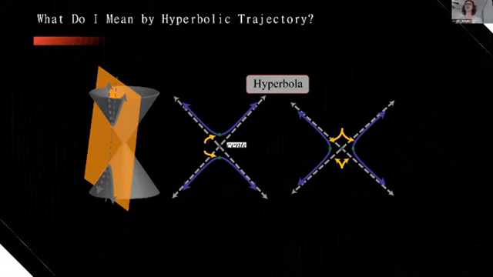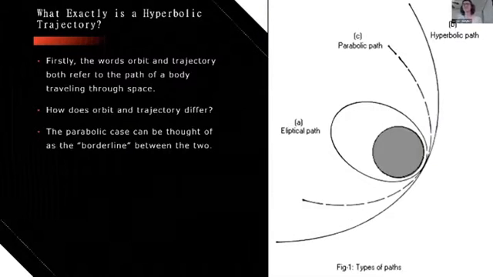So what do I mean by hyperbolic trajectory? I'm certainly not talking about a planet that is following both of these curves at the same time, or a planet that is jumping between these. I'm specifically talking about a planet that follows one of these curves. So what exactly is a hyperbolic trajectory? Firstly, the words orbit and trajectory both refer to the path of a body traveling through space, but these things do differ. Often, orbit is used when speaking about paths that have some sort of repetitive characteristic. Take, for instance, a circular, elliptical, or even parabolic orbit. I include parabolic orbit because theoretically, if you had infinite time, the planet would just rock back and forth along this line, even though that would never actually happen.